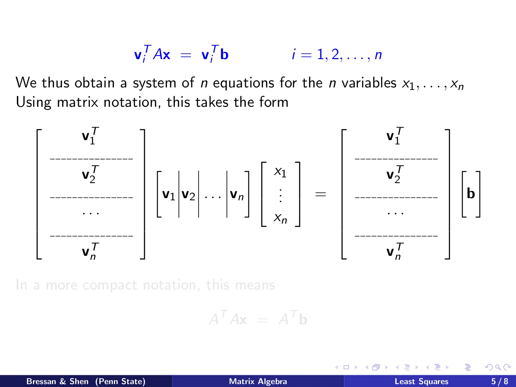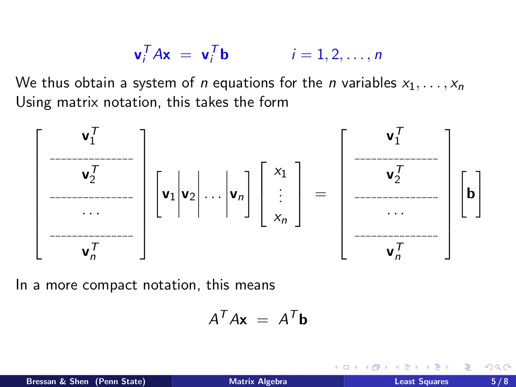We have the transpose of every column vector of A. We put the column vectors here, and A written in column vectors, and then x is the x vector, and the right hand side is the transpose of the column vectors lined up, times the b vector.